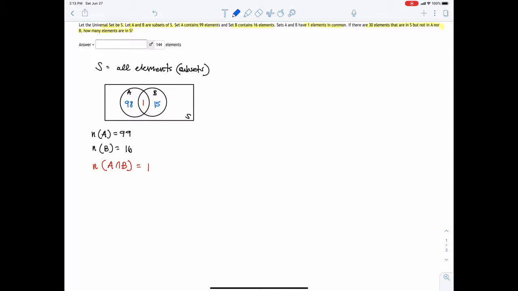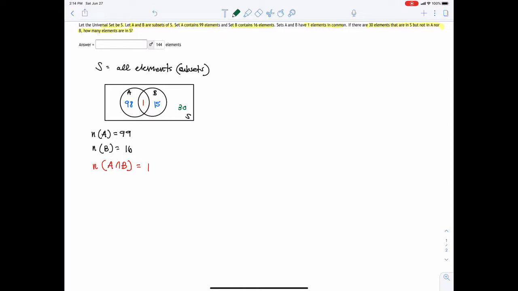Okay, so the next part states that there are 30 elements in S, and then here's the kicker, but not in A nor B. So that means that there's 30 elements that are not included in this union. So the union of A and B, this entire piece, is not included with the 30. So the 30 elements live out here outside of the union of that set. So we can identify that in a different color, 30.